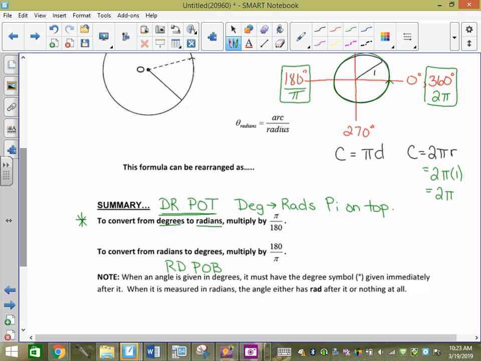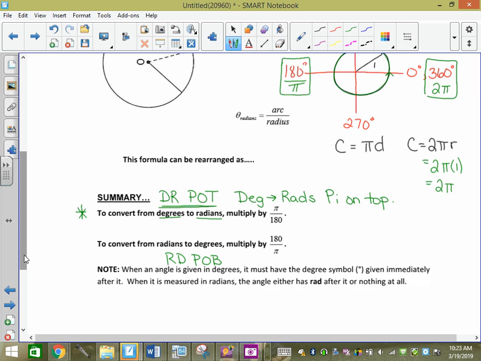Okay? So if we're going from degrees to radians, pi on top. So let's prove that 360 is actually 2 pi. If I had 360 degrees, I would be going from degrees to radians, right? So degrees to radians, pi on top. So I'm going to multiply by pi over 180.